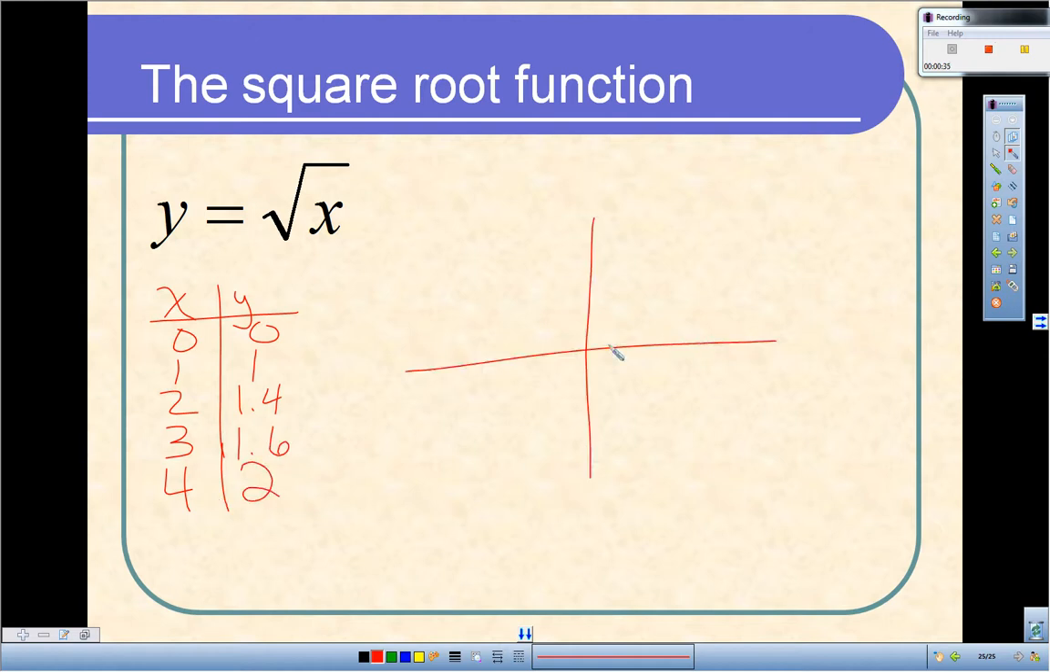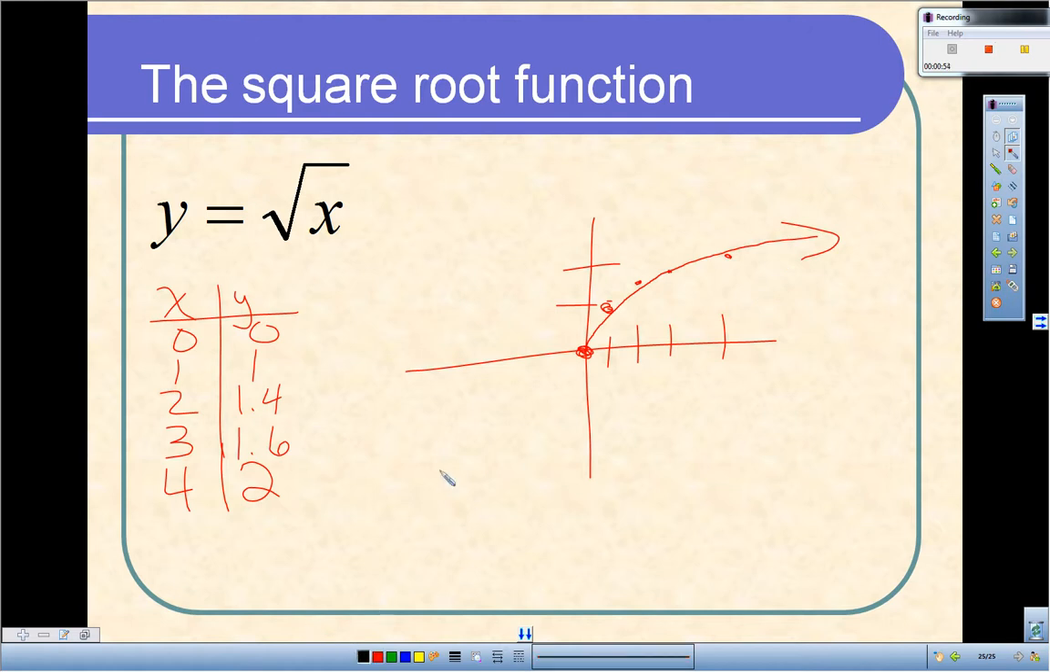When I graph these points, the first point's at (0, 0). The next point is at (1, 1). The next point is at (2, 1.4). The next point is at (3, 1.6). And the last point is at (4, 2). Notice that this is the shape for my square root function.